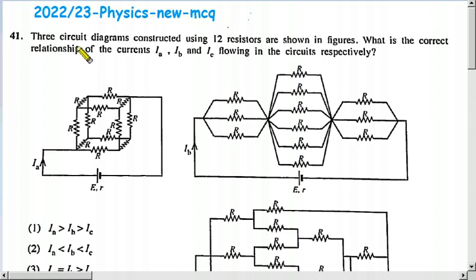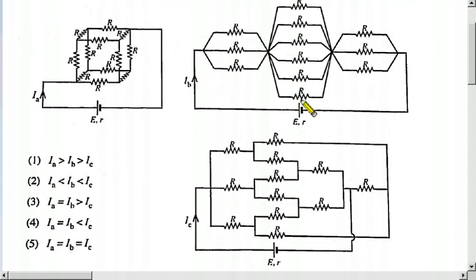Children, today I am going to discuss question number 41 from the MCQ part of the 2022-23 Physics new syllabus paper. Three circuit diagrams constructed using 12 resistors are shown in figures. What is the correct relationship of the currents IA, IB and IC flowing in the circuits respectively? So there are 3 diagrams.